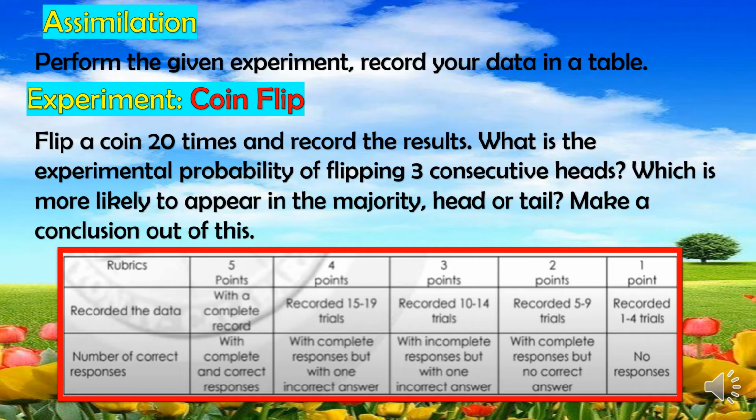And you will get 3 points when you recorded 10 up to 14 trials with incomplete responses but with 1 incorrect answer. You will get 2 points if you recorded 5 up to 9 trials with complete responses but no correct answer. And you will get 1 point if you recorded 1 up to 4 trials and no responses.